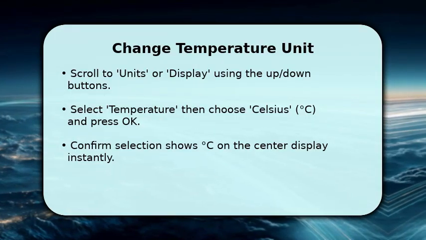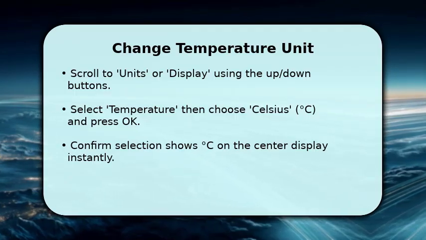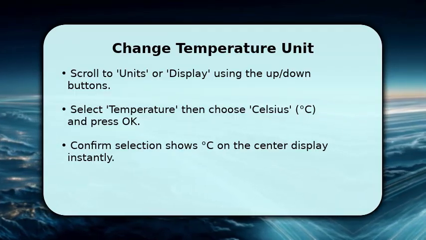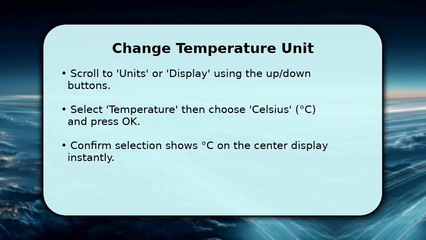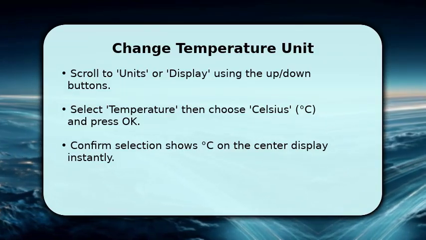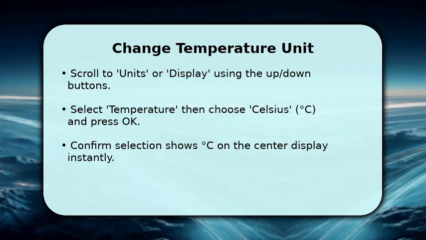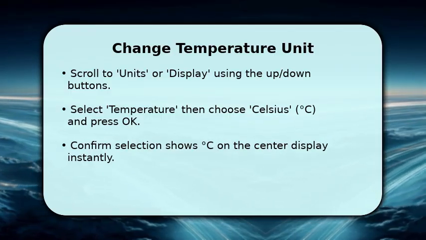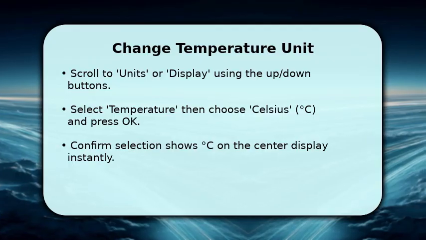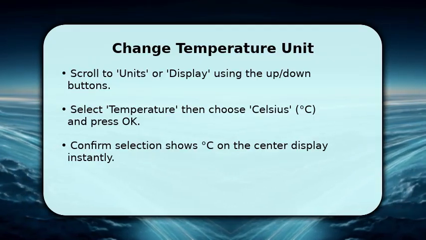When presented with Fahrenheit or Celsius, choose Celsius and press OK again. This toggles the gauge and cluster readouts. You'll see degrees appear on the center display right away, which confirms success. If you need to, repeat navigation slowly. The controls are responsive, but sometimes require a firm press to register.